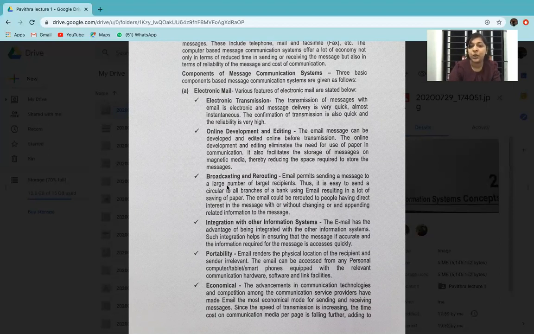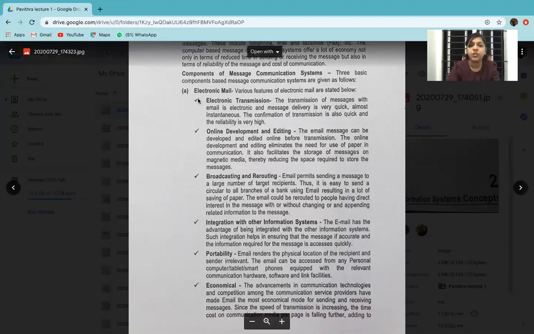It can also be sent to a large number of recipients and then integrated with other information systems. Yes, it can be integrated. Anytime, anywhere access: portability, that is, it can be accessed from anywhere, even at home or office. And it's very economical as well.